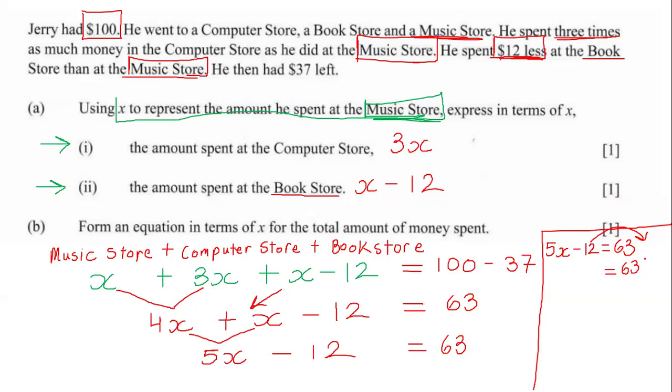63 plus 12. It's going to be what? 5x. 5x equals 75. 5x is equal to, what is 63 plus 12? 75. 75. Very good.